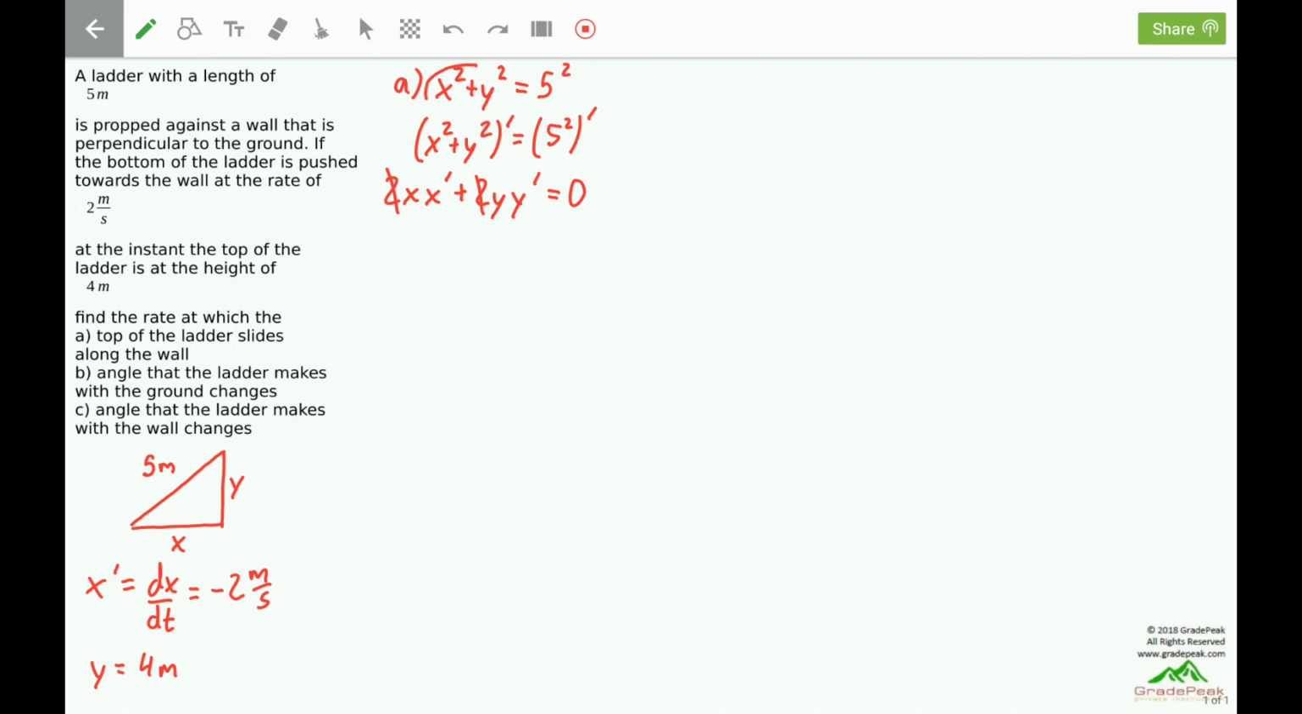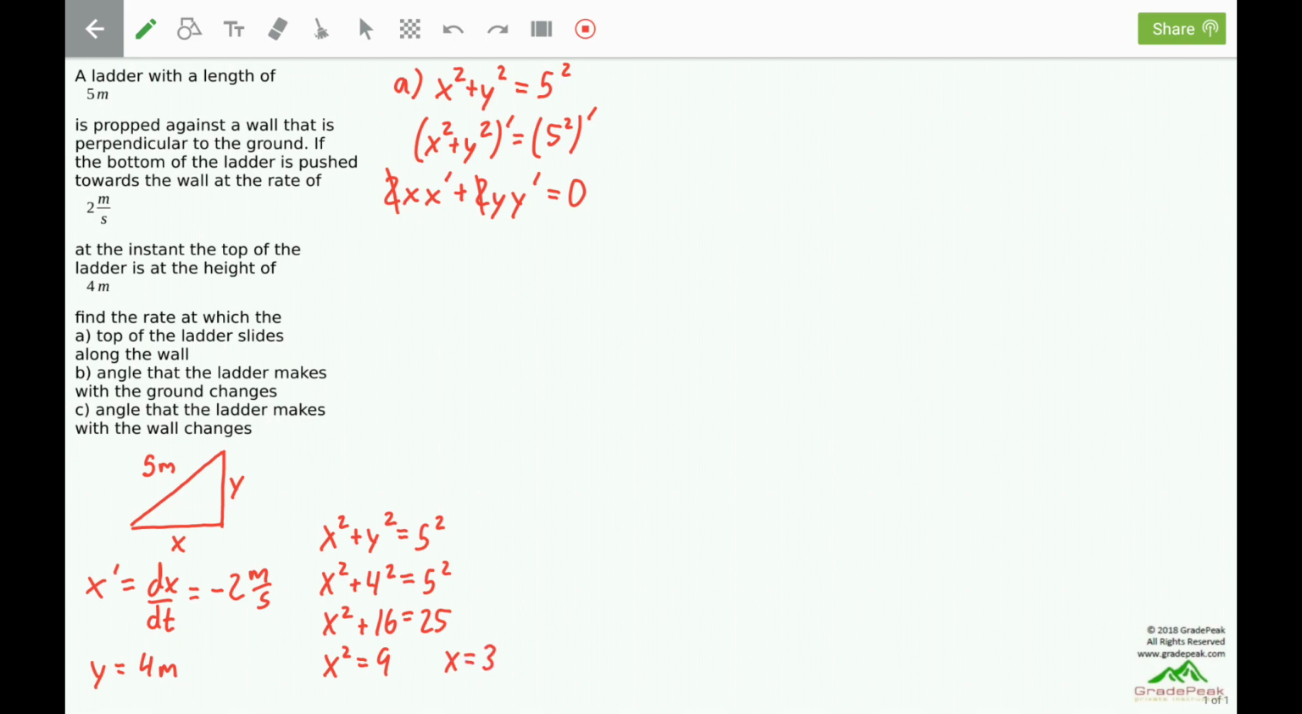But x and y are related to each other by the related variables equation up here, so if we know y, we can plug it in and find x. Let's do that. I'm going to do that calculation down here by the picture. So x squared plus y squared equals 5 squared. X squared plus 4 squared equals 5 squared. X squared plus 16 equals 25 if we square each of the numbers. And now we can subtract 16 from both sides, so x squared equals 9. And then take the square root.